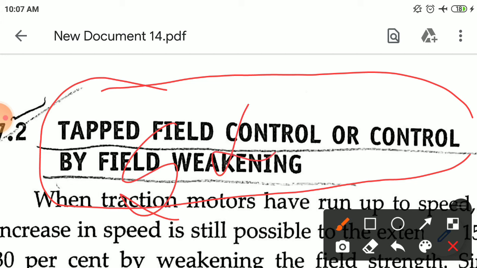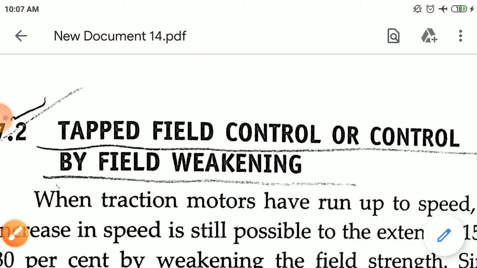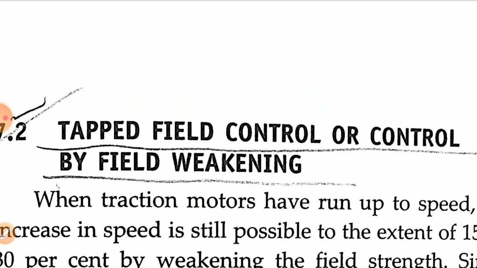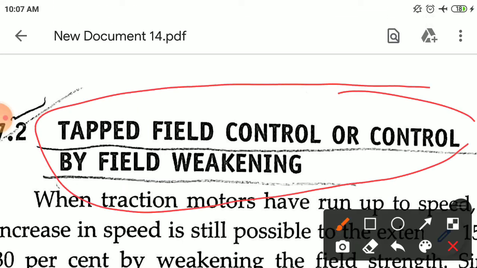Speed is inversely proportional to flux, so by reducing the field strength the speed can be increased. As both are inversely proportional, if the strength of the field is reduced, the speed will increase. For reducing the strength of the field, either a diverter is to be provided or the field is to be tapped. That is why it is called tapped field control, or control by field weakening.